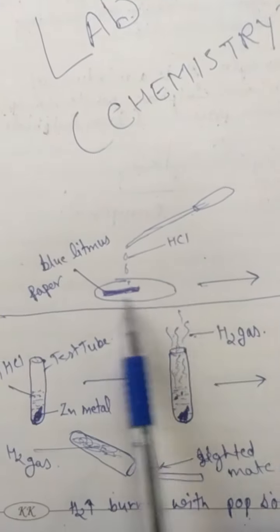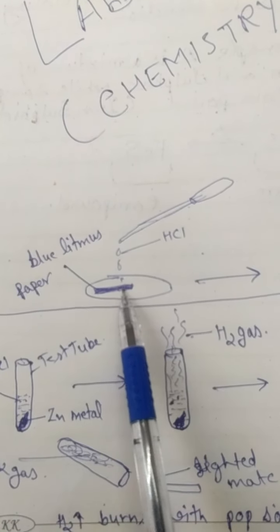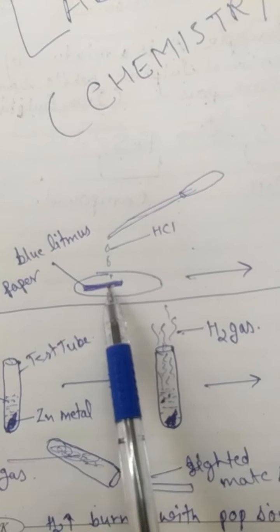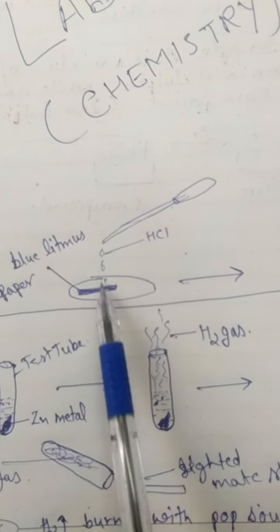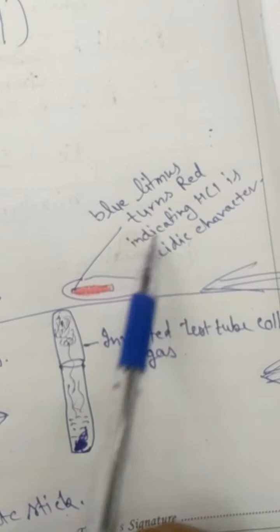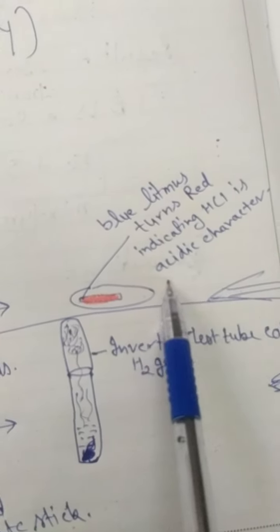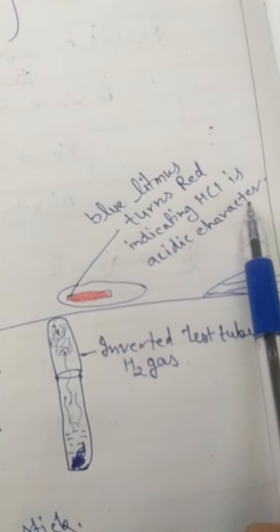Take a watch glass and a dropper through which we will place one drop of hydrochloric acid on the blue litmus paper. As soon as the blue litmus paper comes in contact with the hydrochloric acid, it will turn red. The blue litmus turns red, indicating HCl is acidic in character. Hydrochloric acid is a type of acid.